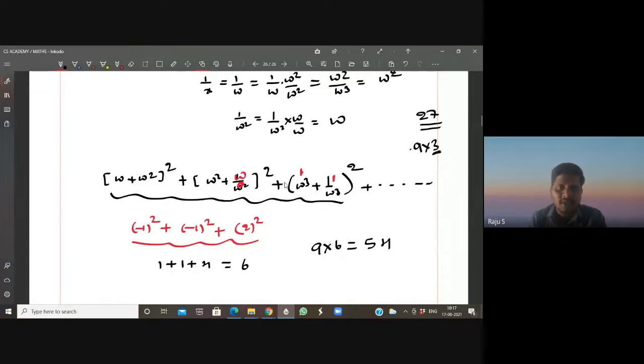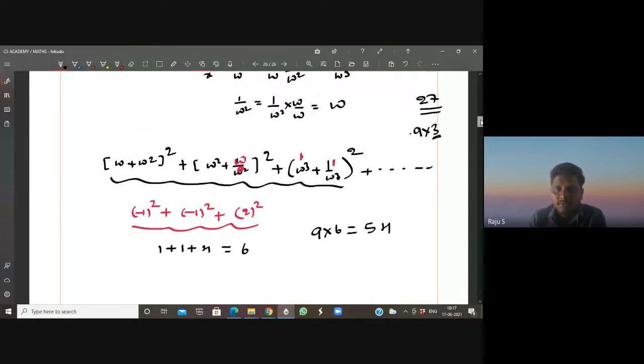Once again, I'm taking the first 3 terms. These 3 terms will be repeated next time. How many times will it repeat? Total number of terms is 27, so 9 times will repeat. So 9 into 6, 54. I hope that it is very clear.